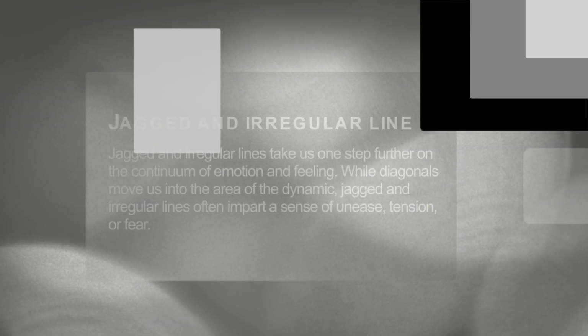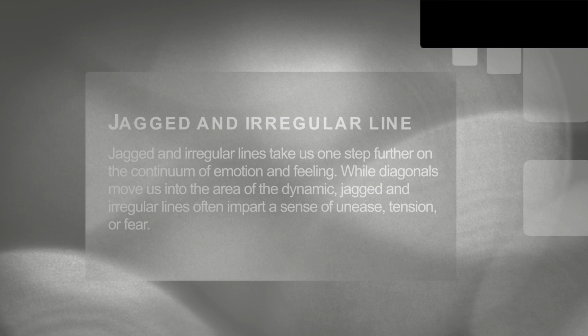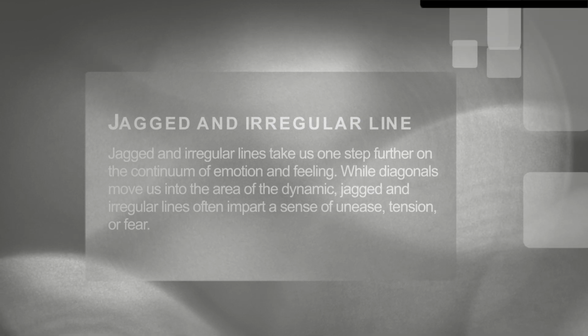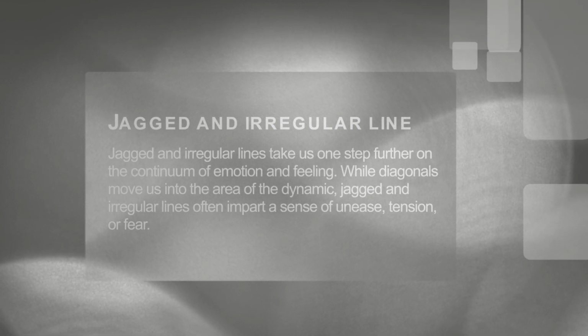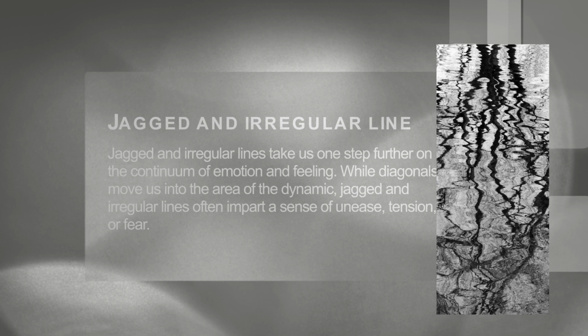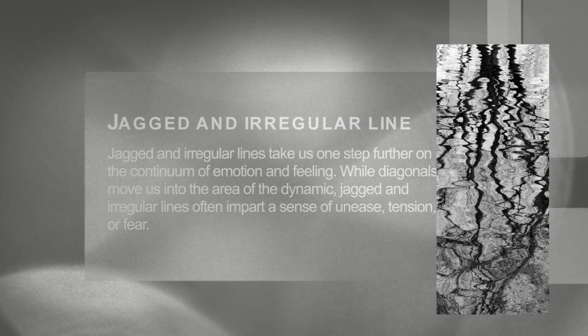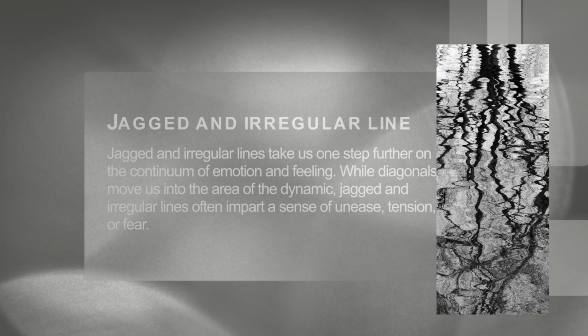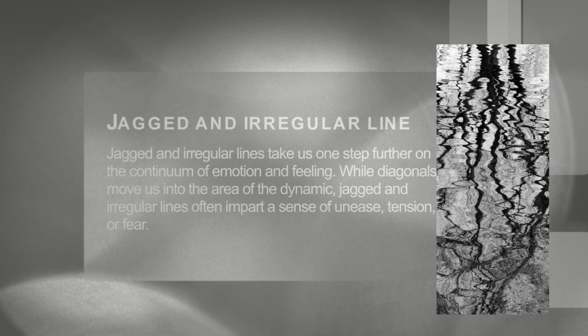Finally, what we want to have a little think about is jagged or irregular lines. That's almost the same as having diagonal lines, but there's a lot more variation of line within an image. So if you look at this photograph on the right hand side, you'll see there's a reflection of a tree in the water.